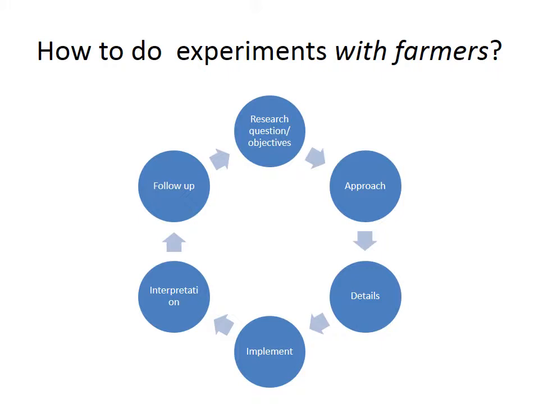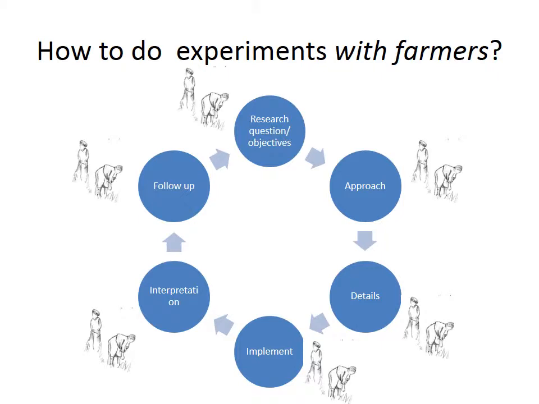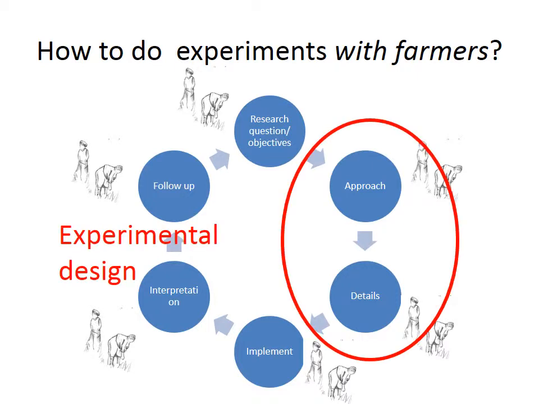The research cycle for any experiment is similar. It goes from defining the research questions and objectives of the trial, through deciding on an overall approach, fixing the details, implementing, collecting and interpreting the data, and then deciding what to do next. Farmers can be involved in every one of these stages. In this and subsequent videos, I am focusing on what working with farmers means for experimental design, that is, primarily these 2 steps.